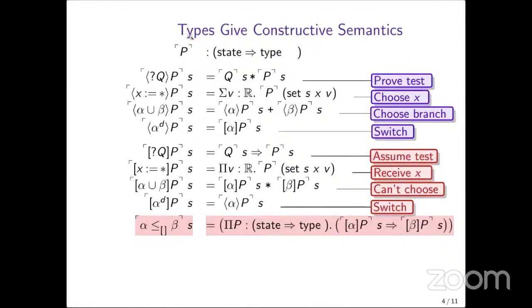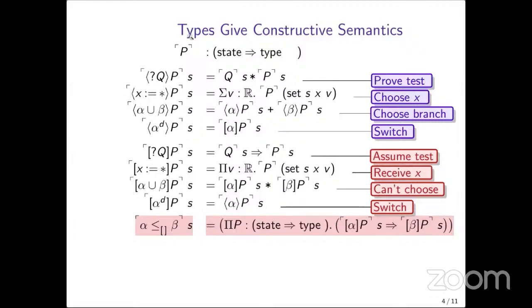To define refinement, we simply read off the elimination rule that we would like to have. We say that if you give me a postcondition P, and you give me a proof of box alpha P in some state S, I can compute or construct a proof of box beta P in the same state S. Note that the state is the same while P changes. States are local, but postconditions are global. This has a nice higher-order nature of mapping strategies into other strategies.